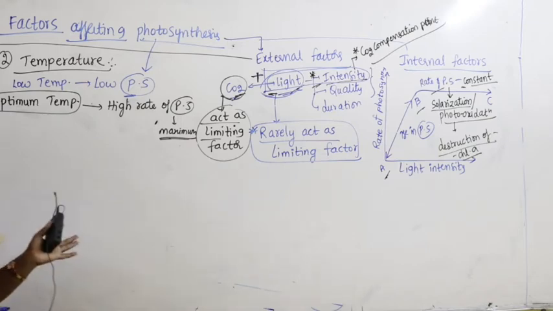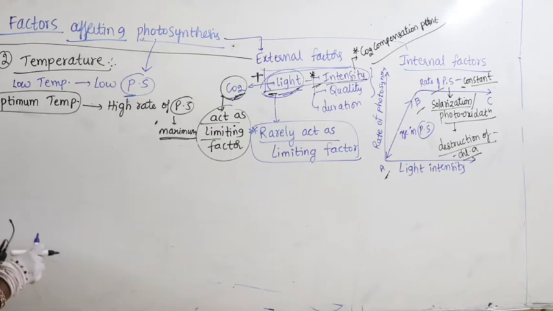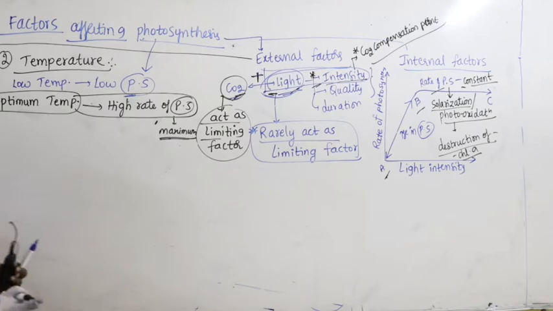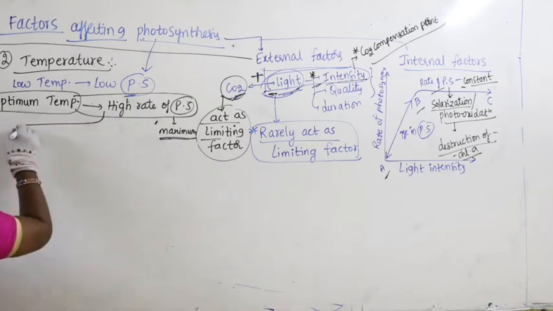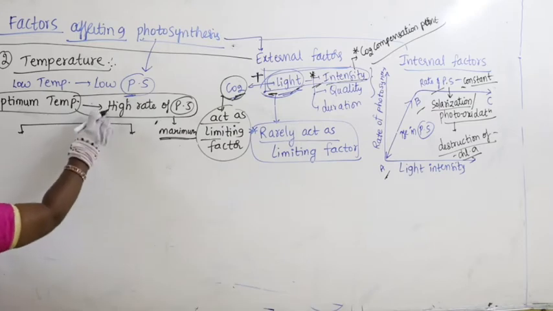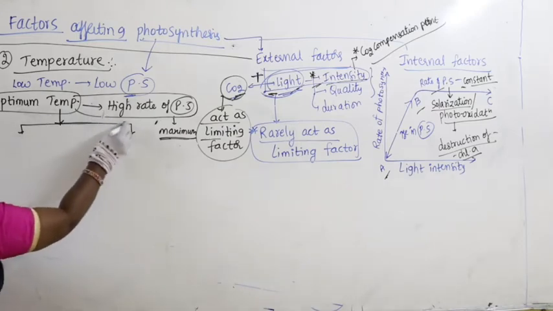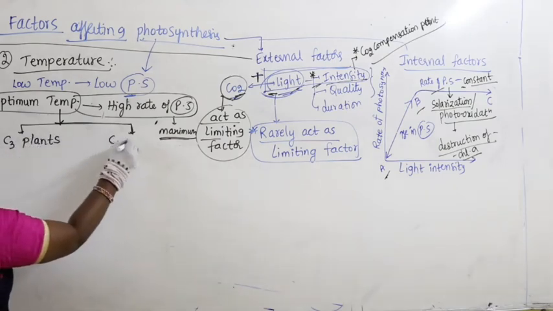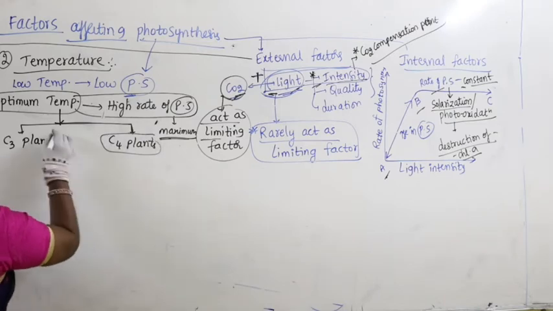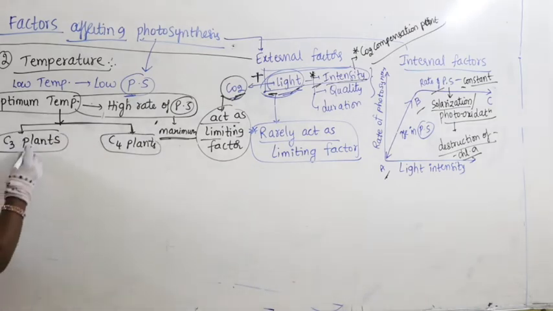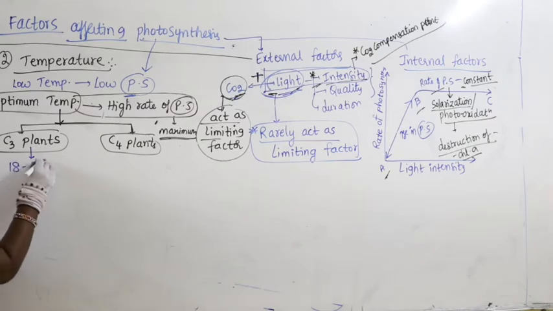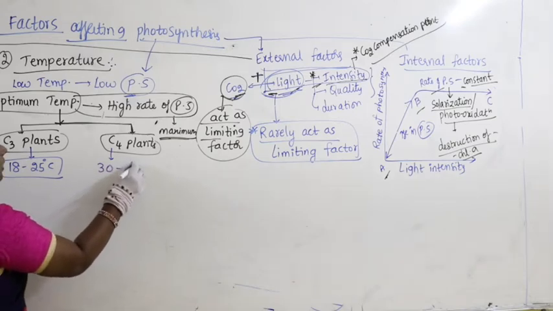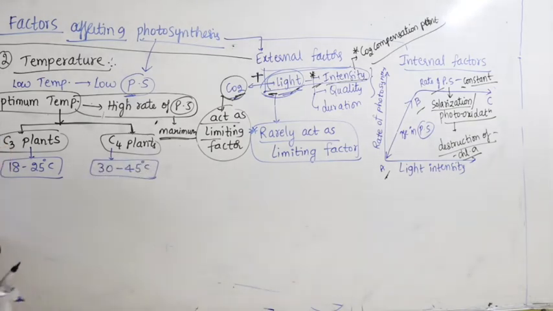The optimum temperature varies from one plant to another. Because optimum temperature itself favors a high rate of photosynthesis, right? So if you look at the temperature optimum for C3 plants and for C4 plants: for C3 plants the temperature optimum is 18 to 25 degrees centigrade, and for C4 plants the optimum temperature is 30 to 45 degrees centigrade.